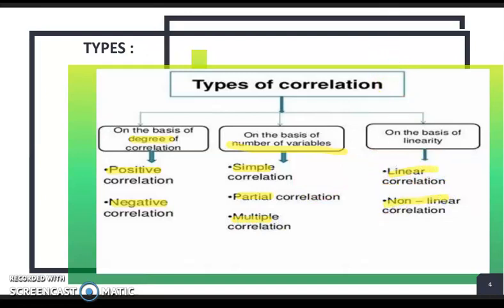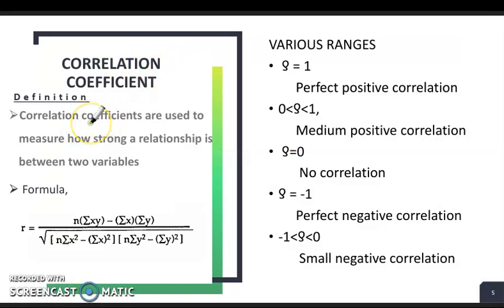Now, coming to the correlation coefficient, it is used to measure how strong the relationship is between two variables. In correlation, we measure the strength; here we measure how strong the correlation is between the two variables. The formula for correlation is this. Using this formula, we can obtain different kinds of values like this.